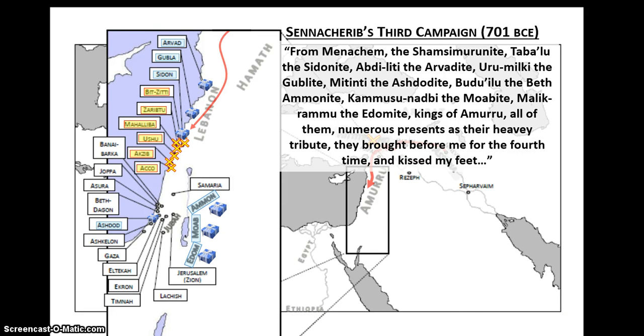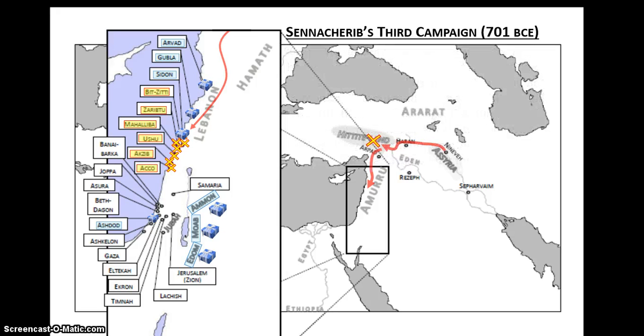Now, it's worth noting that Amuru was what they termed this western territory, including all the lands that you see here. So after he lists all of those kings from all of these cities, he refers to them all as King of Amuru. These are the western kings. All of them, he says, numerous presents as their heavy tribute they brought before me for the fourth time and kissed my feet. So there were cities that rebelled, and there were cities that obeyed, that honored him as he was coming through with his armies.